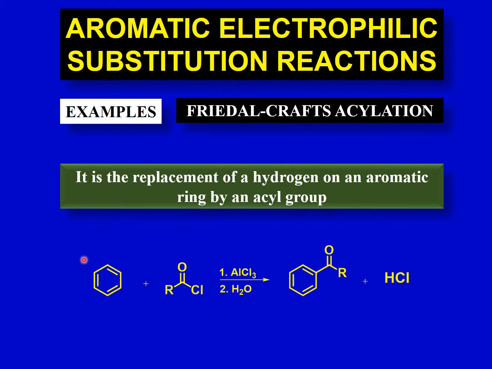So we have the benzene ring as a substrate. This acid halide is the reagent which will provide the acyl group to this benzene ring. The reaction is carried out in the presence of a Lewis acid, that is aluminium chloride in this case, and water is added in the second step. The product of this reaction is a ketone with the formation of HCl as a byproduct.